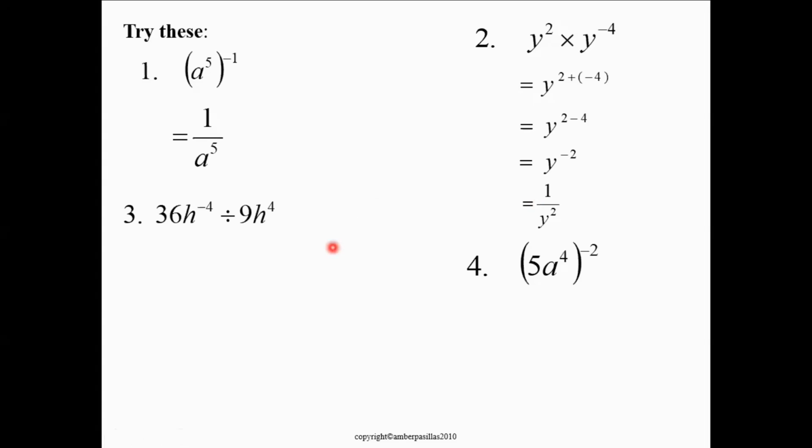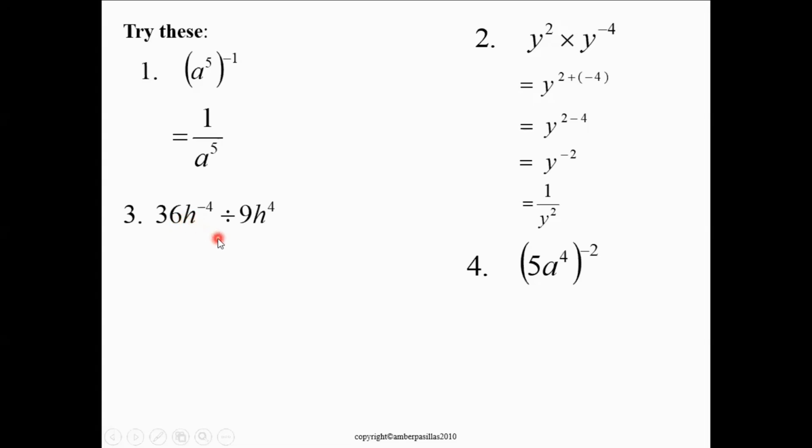Okay, let's look at example 3. So now in example 3, we have a negative exponent as well as division going on here. With this particular case, I would suggest that you start with the division law first, because if you notice, this negative exponent does not apply to the 36. This negative exponent is only on my h term. So 36 and h are 2 separate terms.